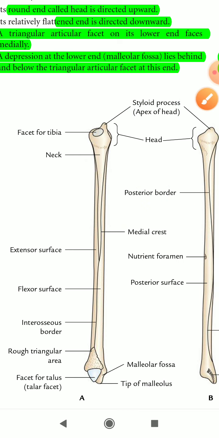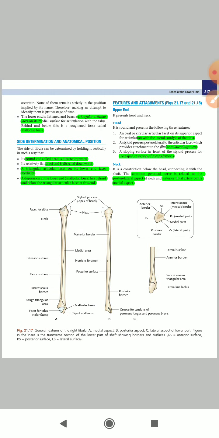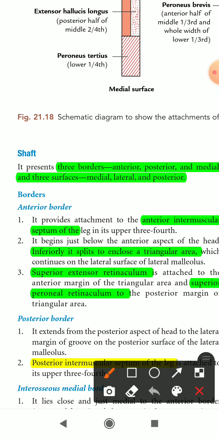Now come to the shaft. The shaft contains three borders: anterior border, posterior border, and medial border, as well as three surfaces: medial surface, lateral surface, and posterior surface. At first, come to the anterior border.